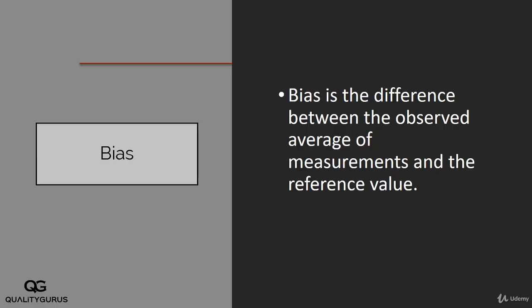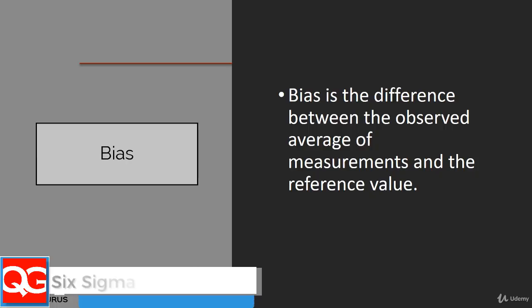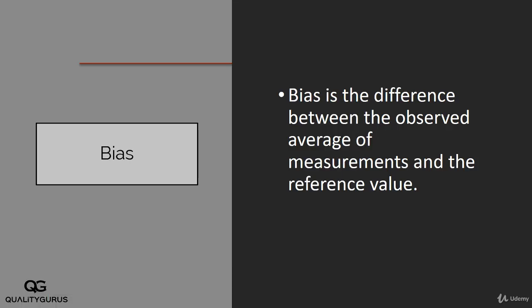So what's bias? Bias is the difference between the observed average of measurements and the reference value. So whatever measurements we have taken, if we take the average of those and find the difference between that average and the reference value, that will be the bias.